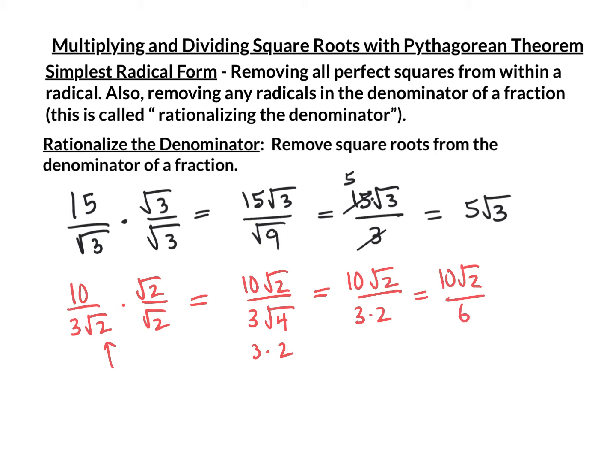I could have canceled right here, divided by 2 and divided by 2, but I can also do it here. Divide by 2, you get 3. Divide by 2, you get 5. My answer is 5 root 2 over 3.